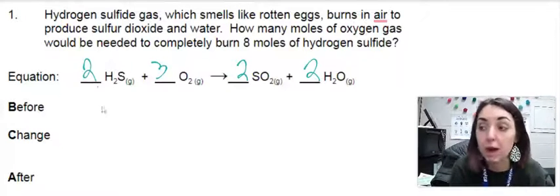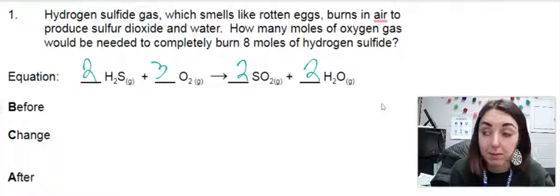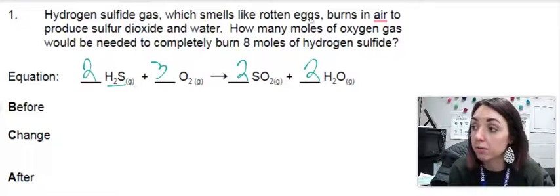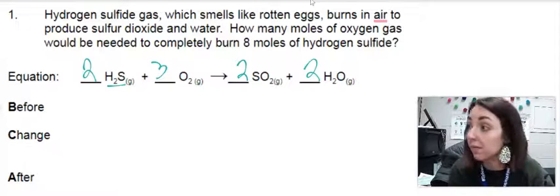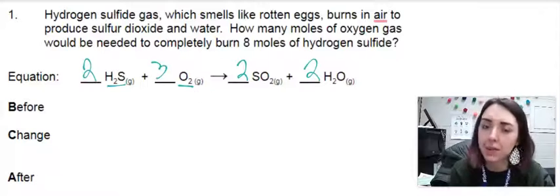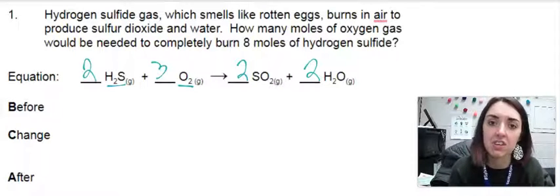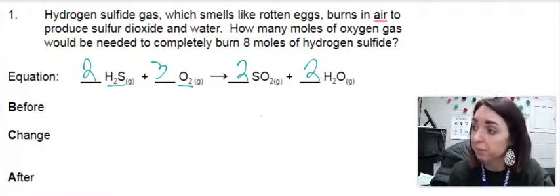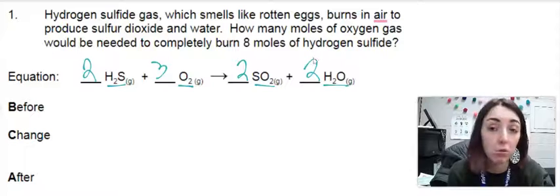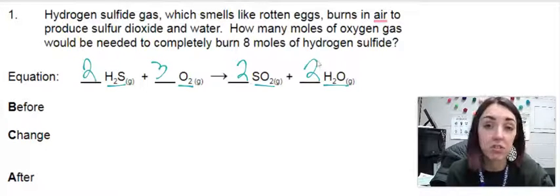So we need to read through the problem and fill in our before line on the BCA table. So hydrogen sulfide gas, that's this guy right here, which smells like rotten eggs. Fun fact. Burns in air. Remember, whenever we see burns in air, we mean reacts with oxygen, because it's oxygen in the air that causes things to burn, to produce sulfur dioxide and water. How many moles of oxygen gas would be needed to completely burn 8 moles of hydrogen sulfide?